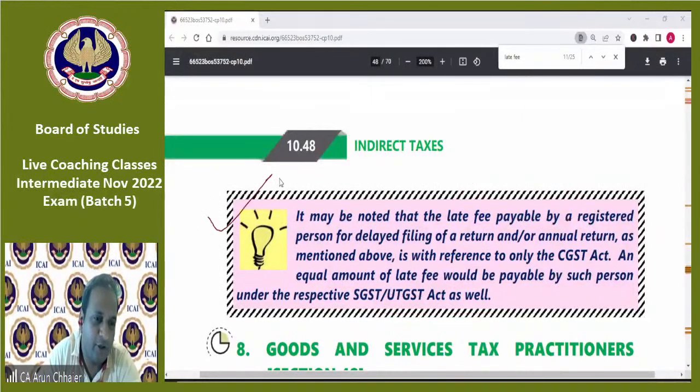See, this particular study material only, the alarming thing is that it is written, similar amount of the late fees. So it is written 5,000, so it will be 10,000. 100 rupees, it will be 200, because a similar amount of SGST penalty you need to add in the amount.